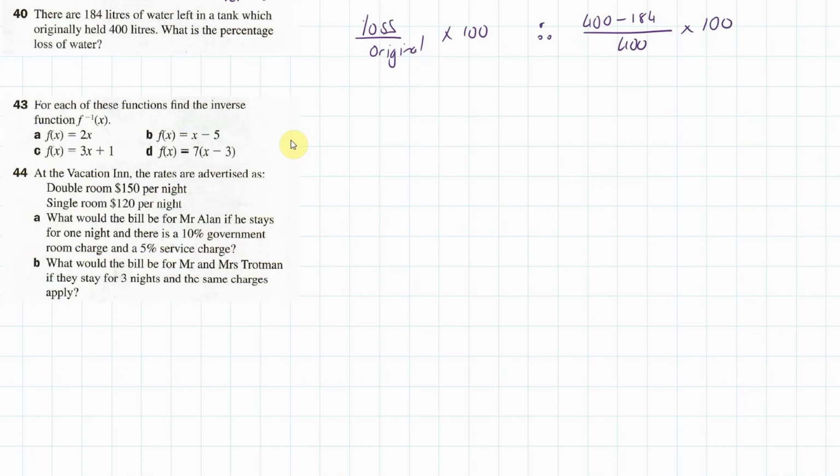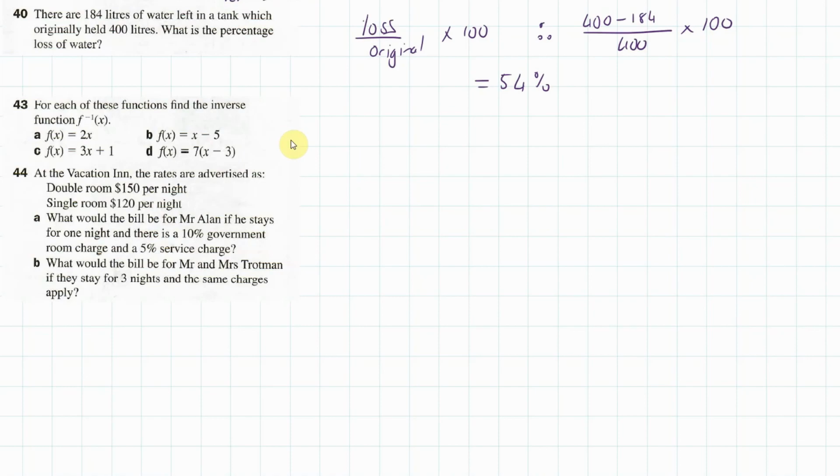Now, what does this give us? 400 take away 184 is 216. We pop that over the 400, and then we times it by 100, which gives us 54% loss.